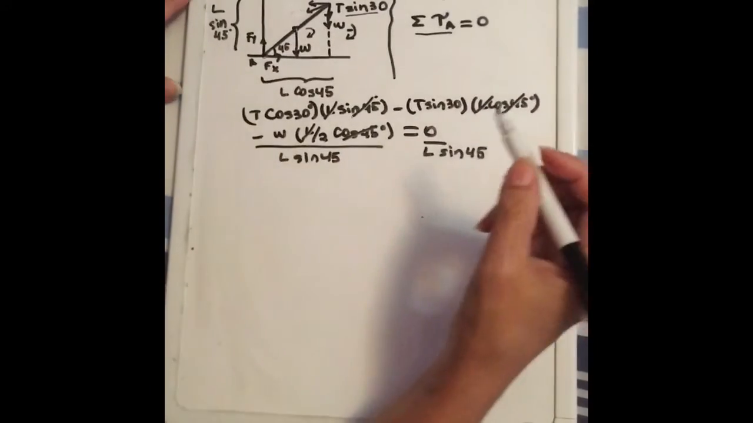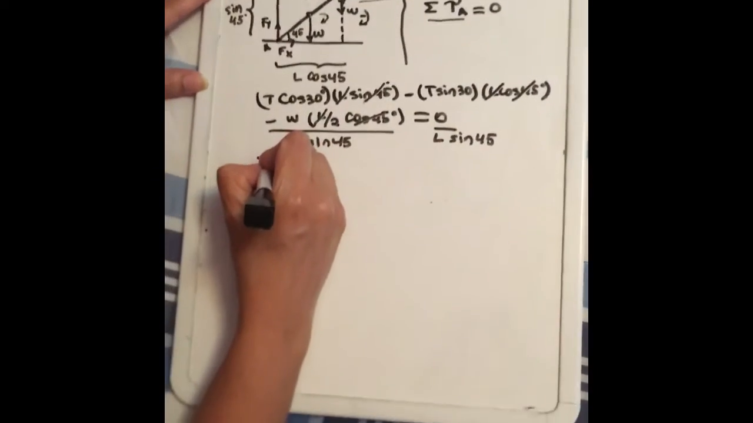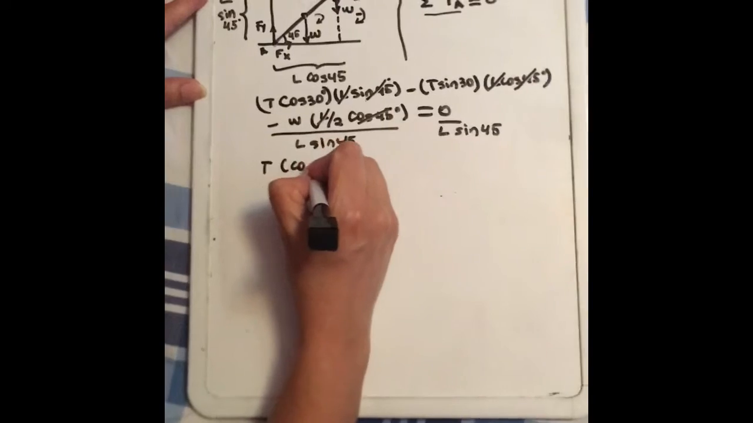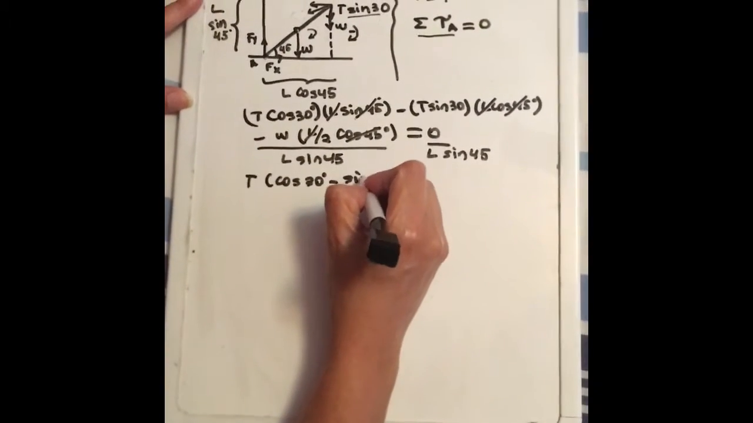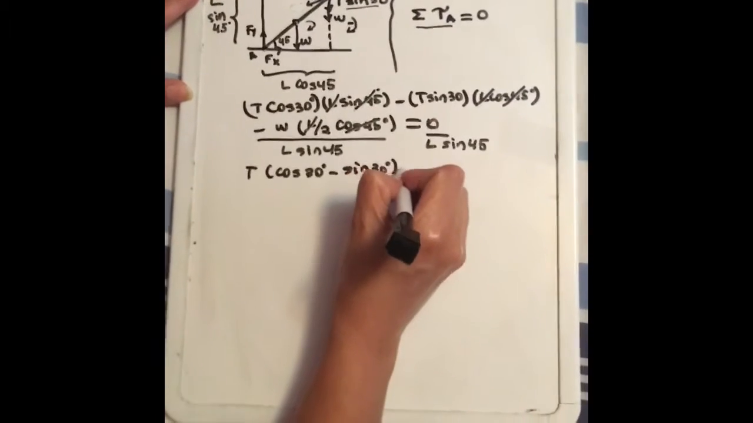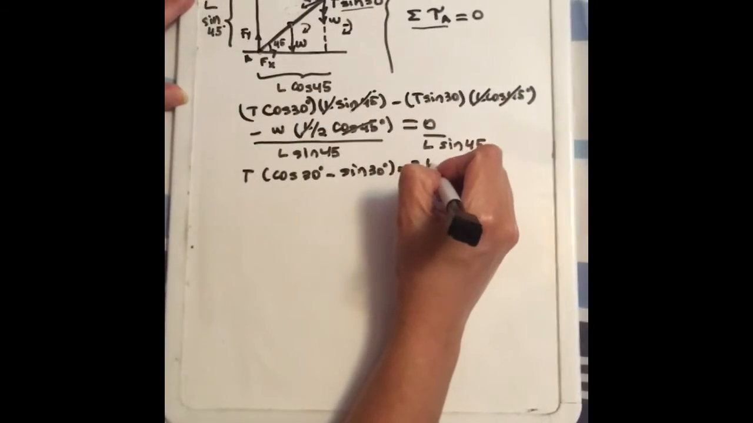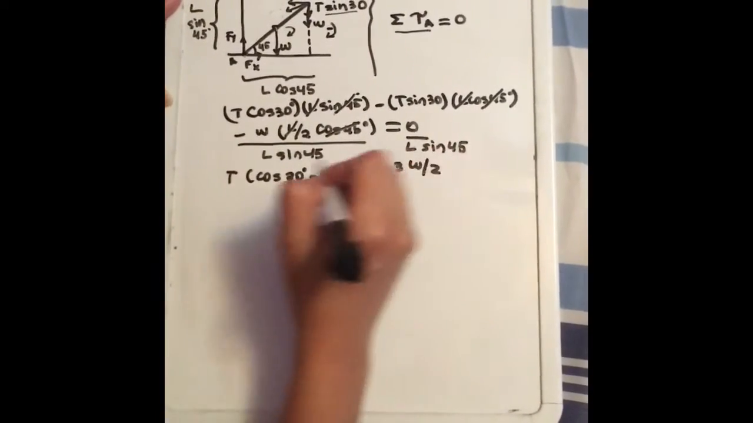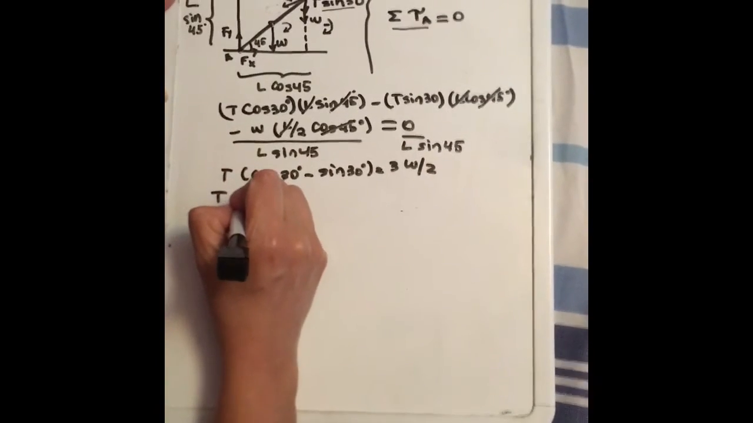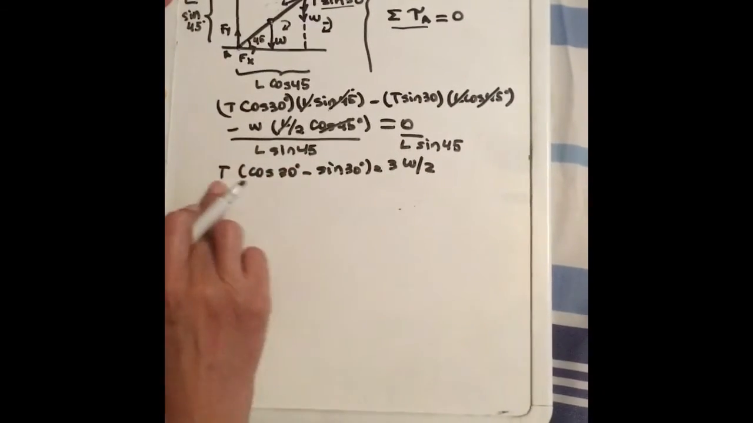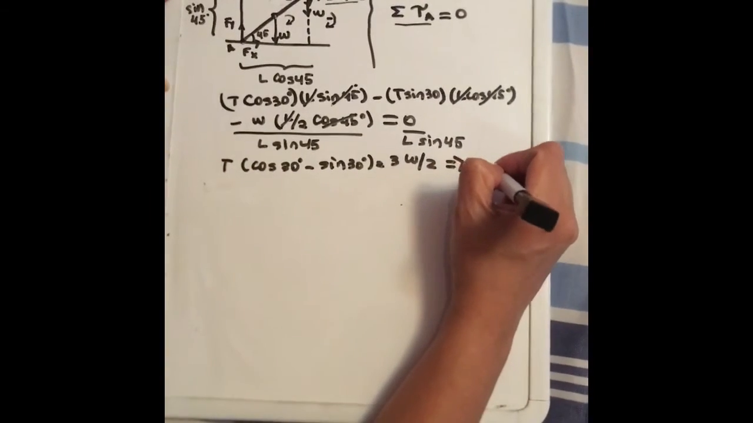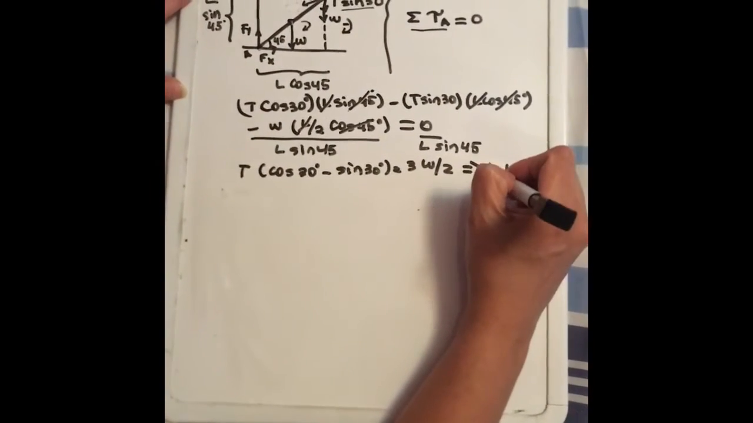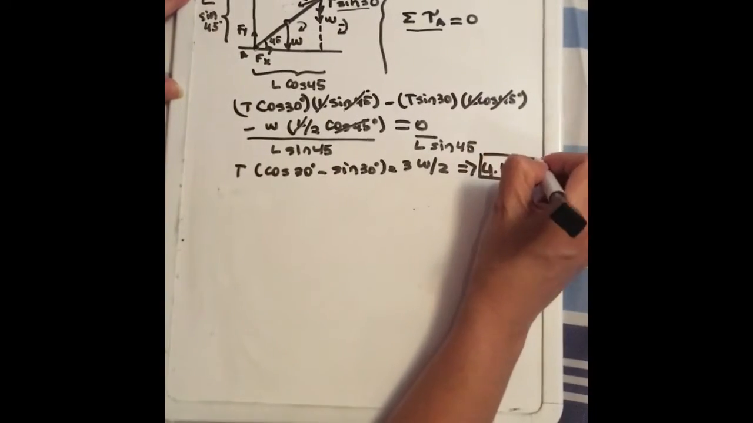So we end up with T times cosine of 30 degrees minus sine of 30 degrees equals 3W over 2, which gives you the tension equals 4.10 W. That's the tension.